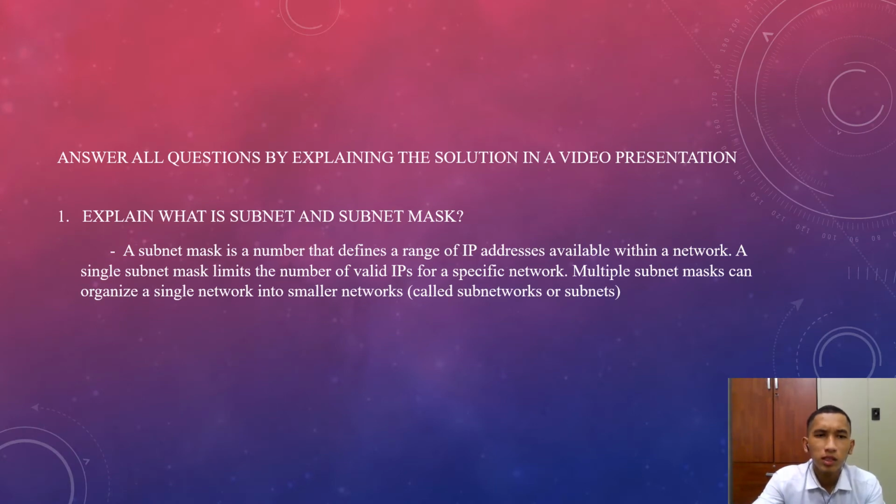Okay, we continue to the first question. Explain what is subnet and subnet mask. A subnet mask is a number that defines a range of IP addresses available within a network. A single subnet mask limits the number of valid IPs for a specific network. Multiple subnet masks can organize a single network into smaller networks called subnetworks or subnets.